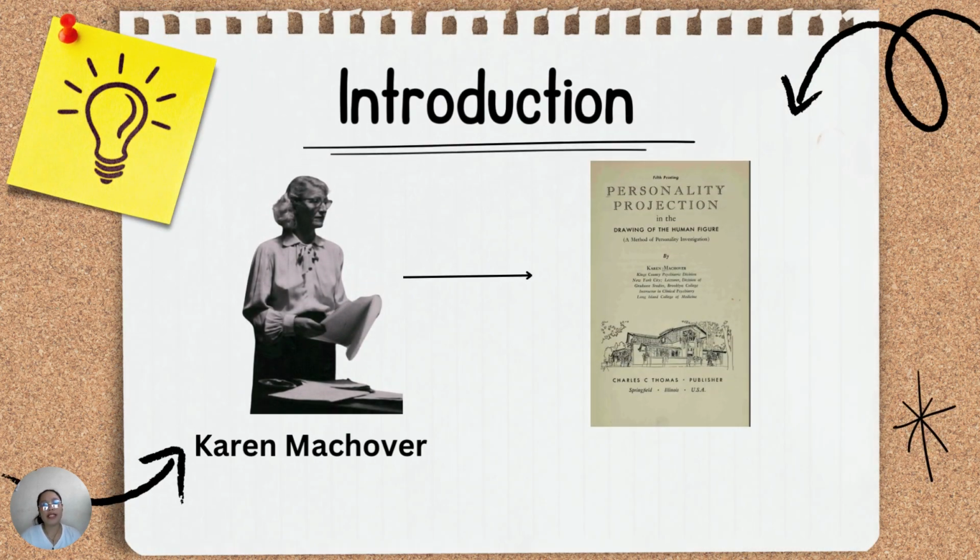Now, graphic techniques in personality assessment came from, or some of them came from, the book of Karen Machover called Personality Projection in the Drawing of the Human Figure. Little did Karen Machover realize when she published her slim monograph on the Draw a Person test, or the DAP, that it would spark a controversy that has spanned the last 50 or so years.